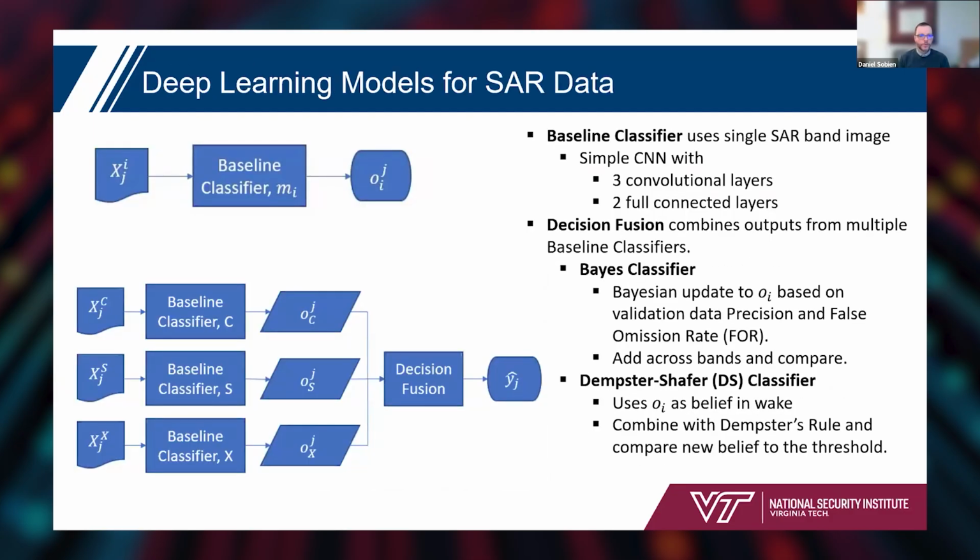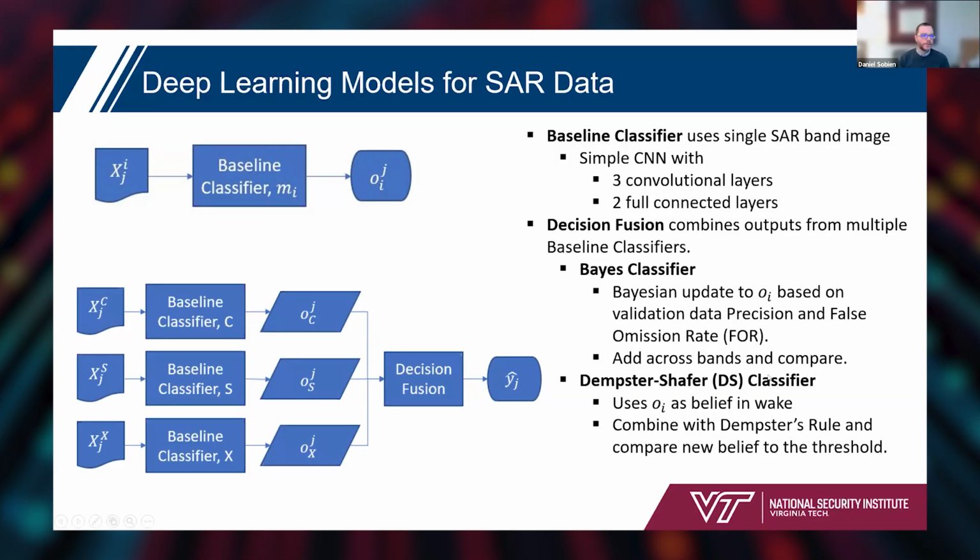A quick overview of the deep learning models. So this was a really simple baseline classifier, just a CNN model with three convolutional layers and two fully connected layers. The data fusion we did is a form called decision fusion, where we take the output from the different baseline models and combine them together. We did a Bayesian fusion, basically just a Bayesian update, using results on validation data as the prior.